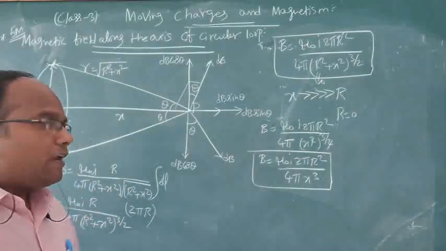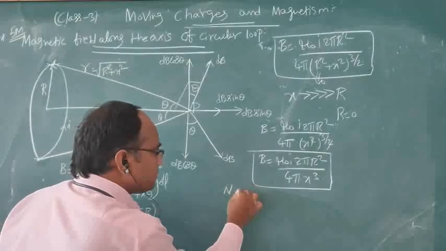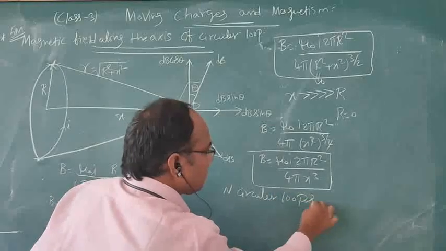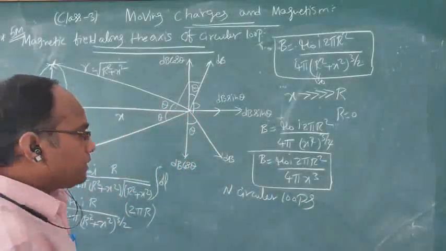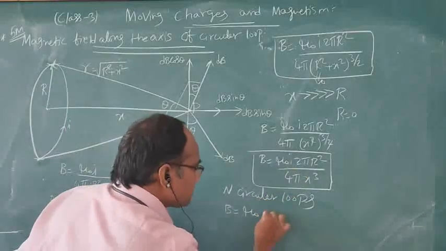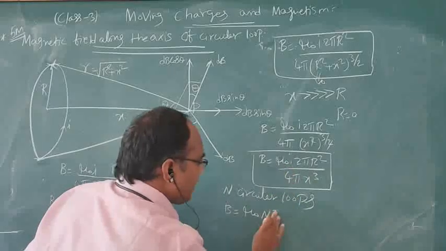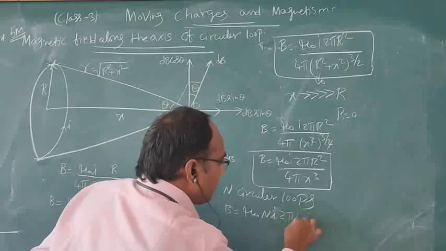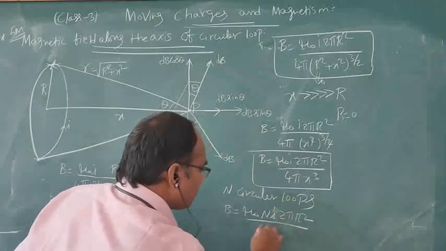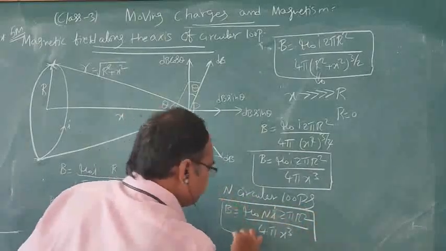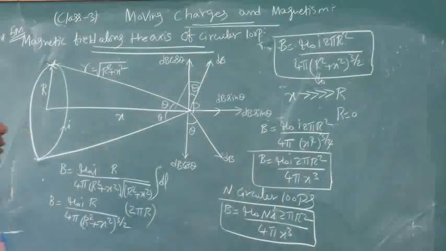Suppose you are having n circular loops, then what should I do? For n circular loops, what will it be? B is equal to mu naught, and n circular loops means n I. Capital I or small I, we can give it, 2 pi r square divided by 4 pi x cube. Okay. So here a small logic we have to remember.